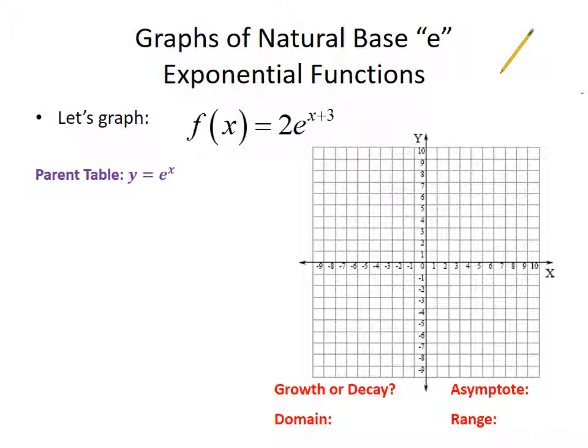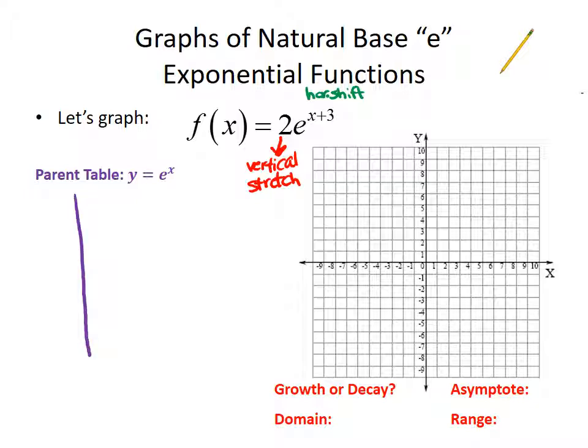Let's take a look at how to graph the following function. We're going to use the same rules for our tables that we've used in the past. The value up front is still your vertical stretch. The value with your x is still your horizontal shift. And your value added or subtracted at the end is still your vertical shift.